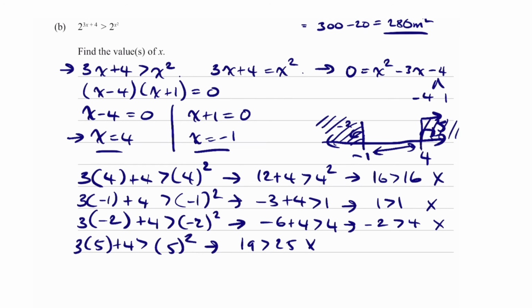Or, in other words, how can we write this? Well, this is the same as x is greater than negative 1, but less than 4. And this is our final solution.